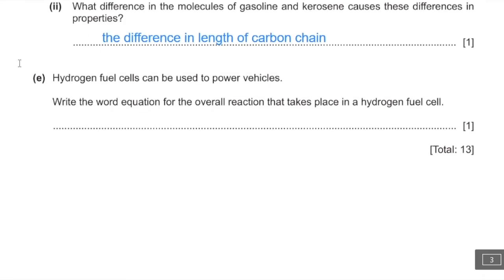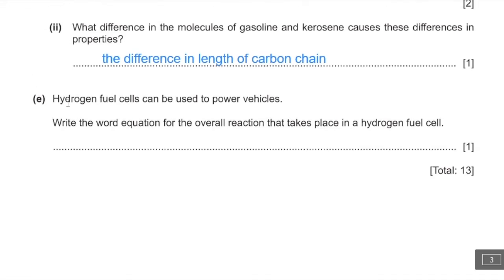E. Hydrogen fuel cells can be used to power vehicles. Write the word equation for the overall reaction that takes place in a hydrogen fuel cell. So hydrogen burns in the presence of oxygen, and the only product is water.